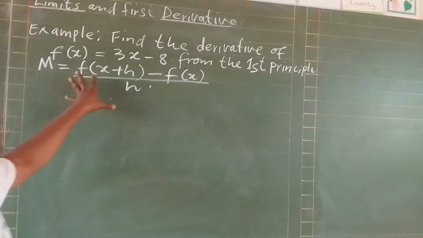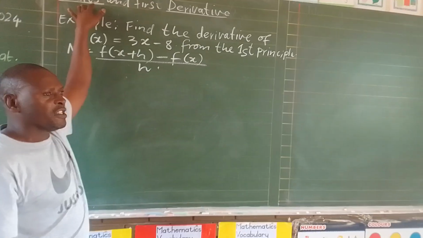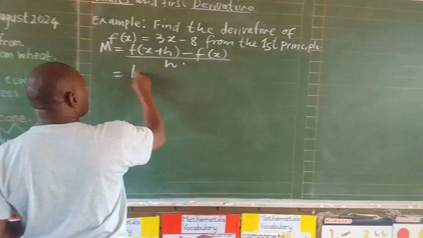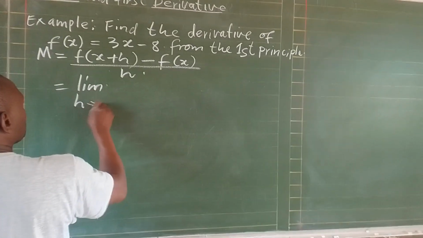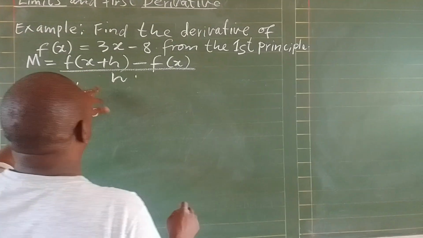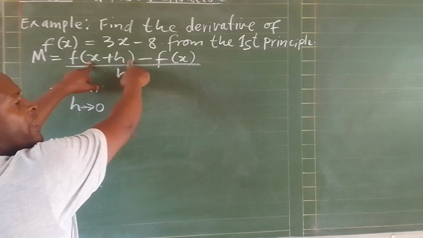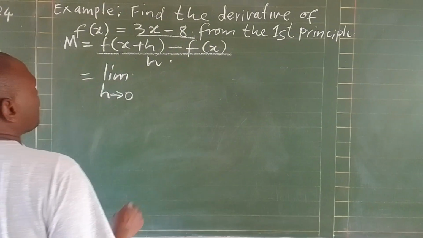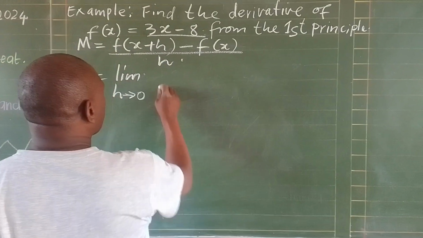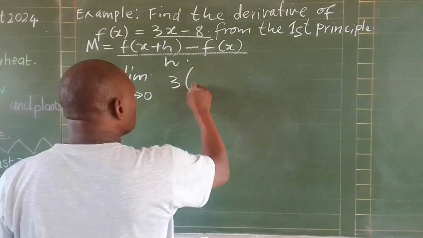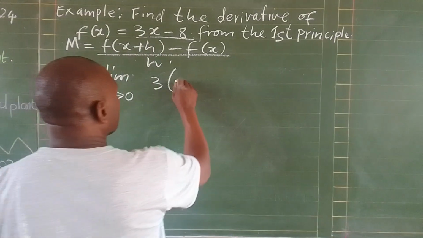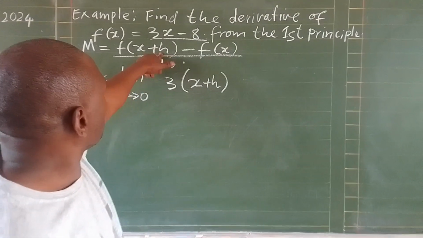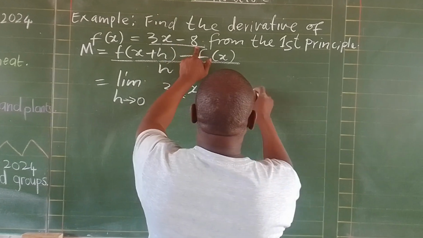Now, because you are going to derive this from the first principle, you are going to use the limits that we have used in the previous section. So you are going to put the limits. The limit of h approaches 0 of f at x plus h. You go to your function. You start with the coefficient of x, and wherever you see your x, you put x plus h. Now you continue minus 8.